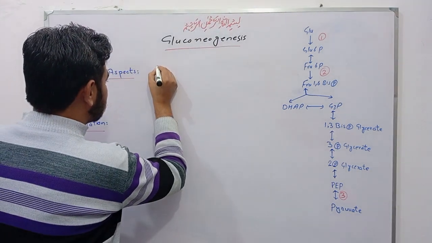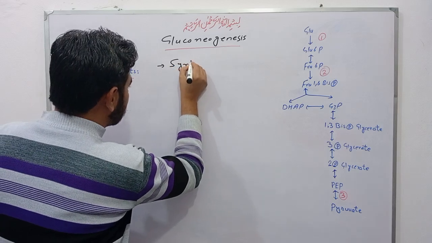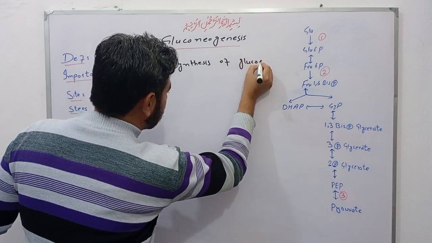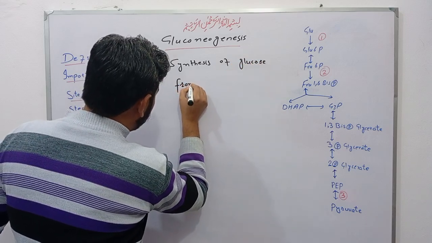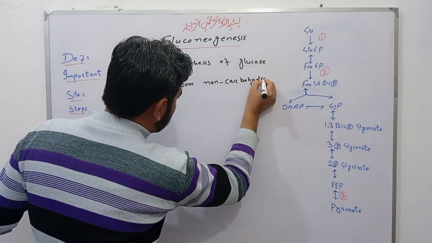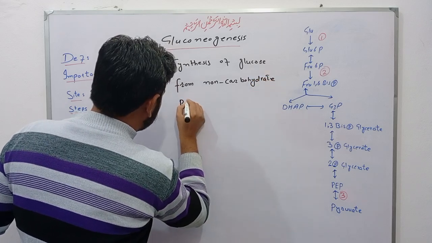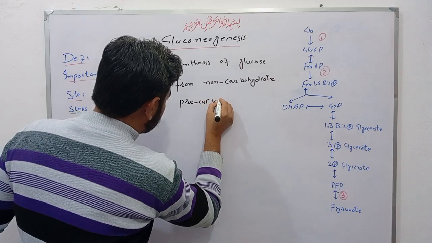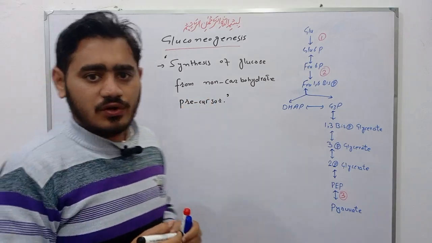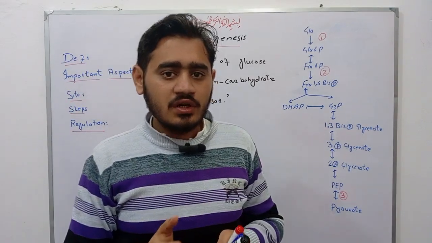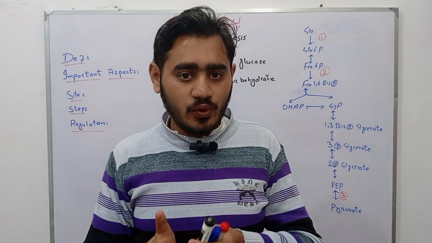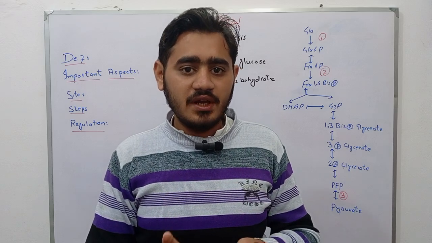The definition is the synthesis of glucose from non-carbohydrate precursor. The synthesis of glucose from non-carbohydrate precursor is called gluconeogenesis. The non-carbohydrate precursors include lactate, glycerol, propionyl CoA, and glucogenic amino acid.